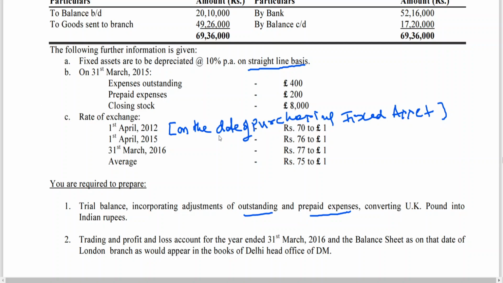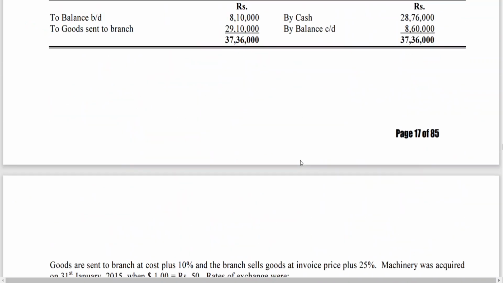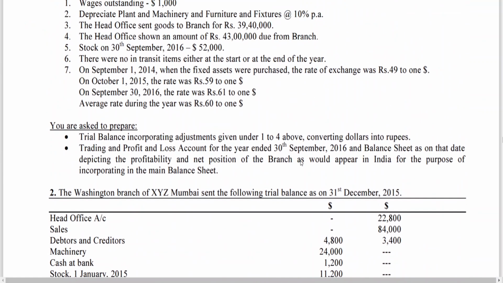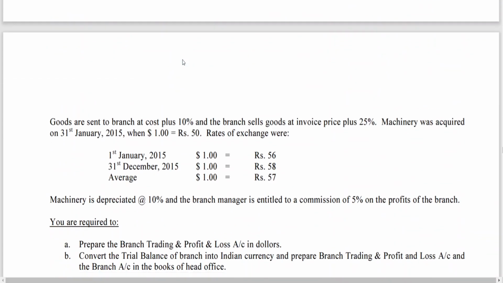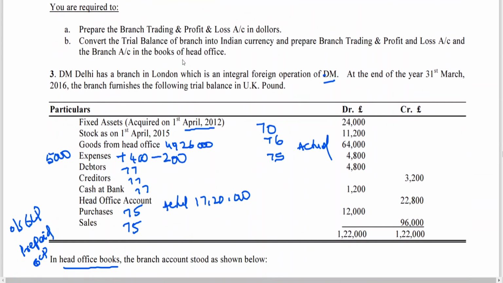It was the case in one of the previous problems. If you recollect, in the first problem he was asking you to incorporate 1 to 4, meaning wages outstanding, depreciation, and points 3 and 4. But here in this problem, the third and fourth points are about goods sent to branch by head office, or in the branch books, the head office account.